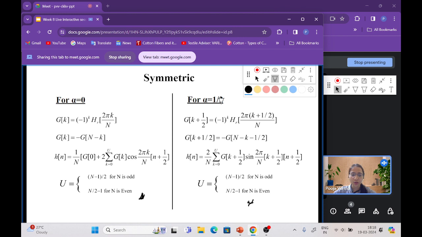When alpha is equal to 1/2, then we must apply this formula. For alpha 1/2, G(k + 1/2) is equal to (−1)^k Hr(2π(k + 1/2)/N). G(k + 1/2) must be equal to −G(N − k − 1/2) in order to ensure the linear phase. And h(n) we get from 2/N Σ from k=0 to U of G(k + 1/2) sin(2π(n + 1/2)(k + 1/2)/N), and you get the same U: when N is odd, (N−1)/2, and when N is even, N/2 − 1.